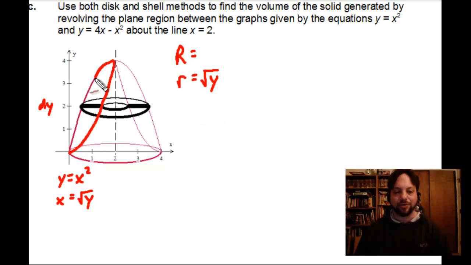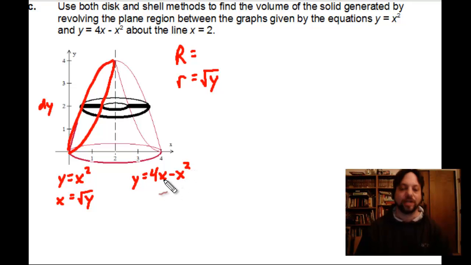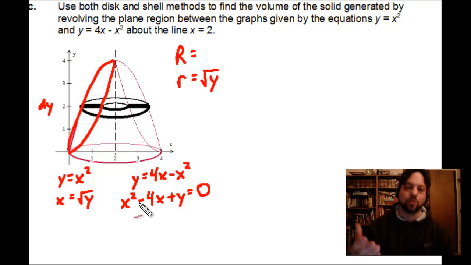But as far as the outer radius, this one over here, the way we're going to find that one out is by using the equation y equals 4x minus x squared. And again, we need to solve for x here. Now, this is a little bit more of a challenge. I can't just square root it or just isolate x or anything like that. I actually need to go ahead and treat this as a quadratic equation of the form x squared minus 4x plus y equals 0. And if I do that, now I can solve for x, and it will be dependent upon y. So let's go ahead and do that real quick.